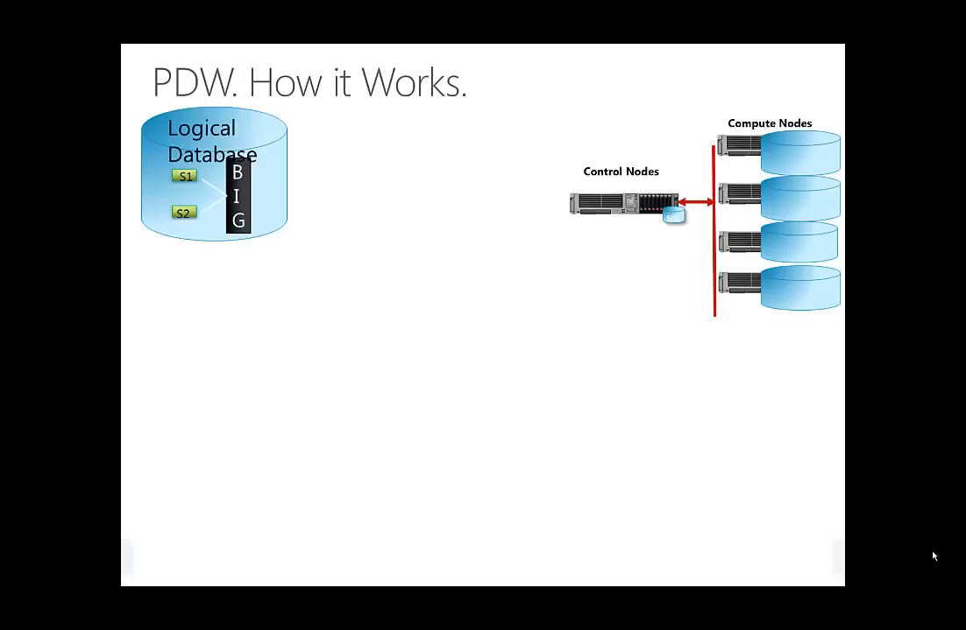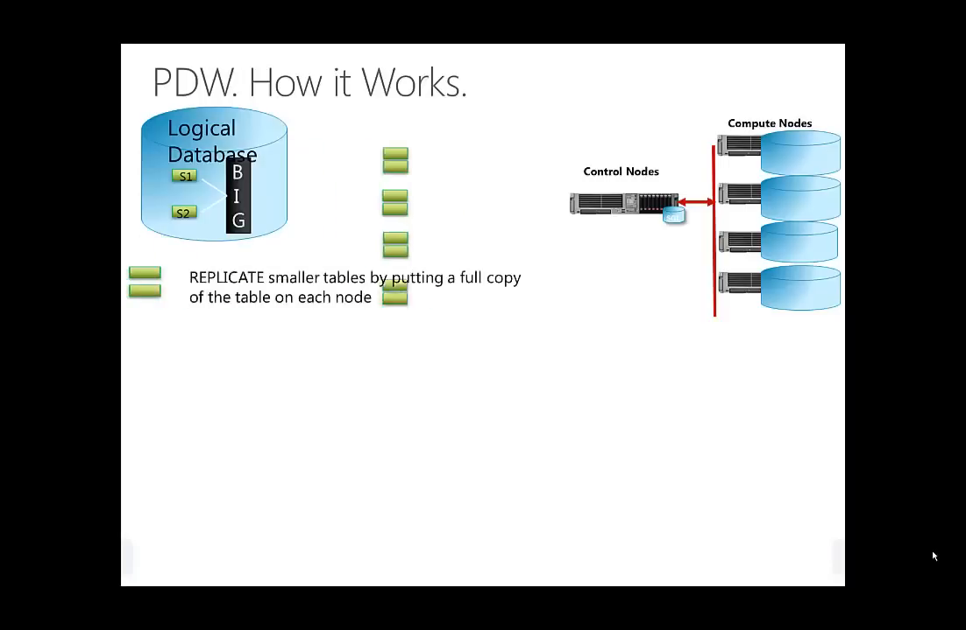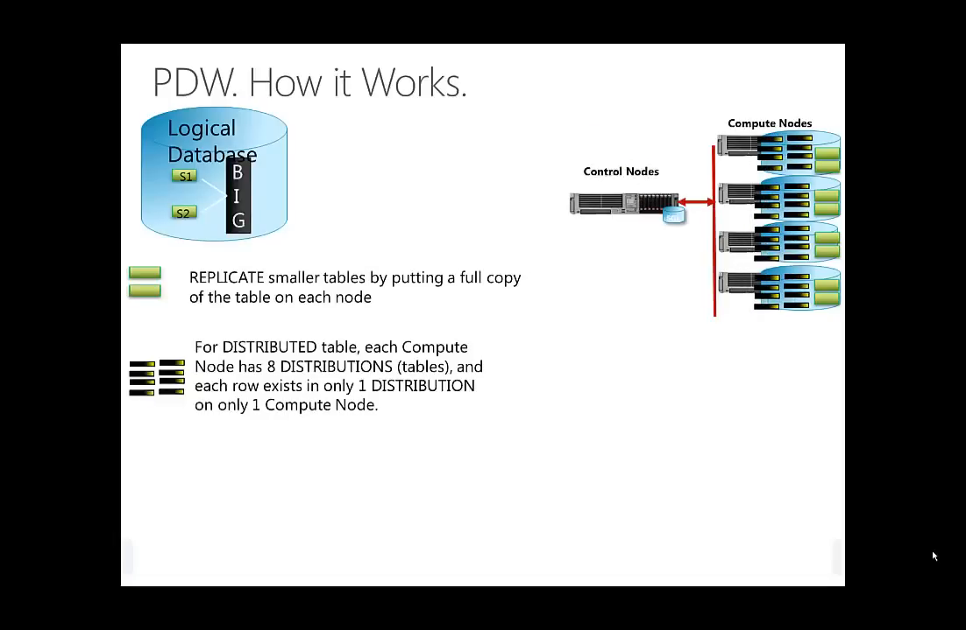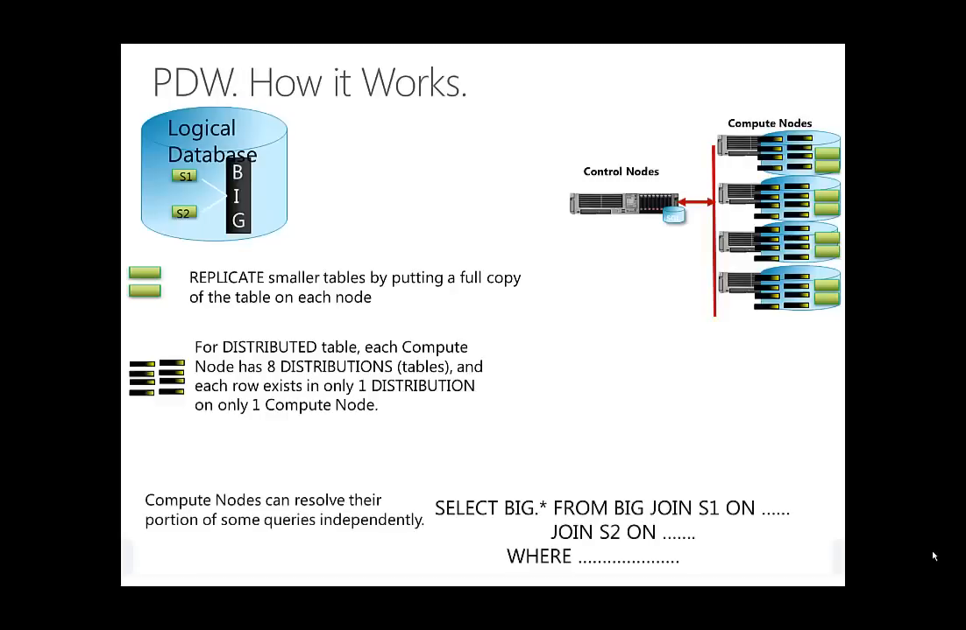But the key is also software based, and it's a new table type, whether the table is distributed or replicate. Replicate means we'll take the smaller tables we have and make a full copy of them on each of the compute nodes. But a distribute table is a table that we're going to split up so that one row exists only in one and only one distribution. And we're actually going to put 8 distributions across each of the compute nodes.